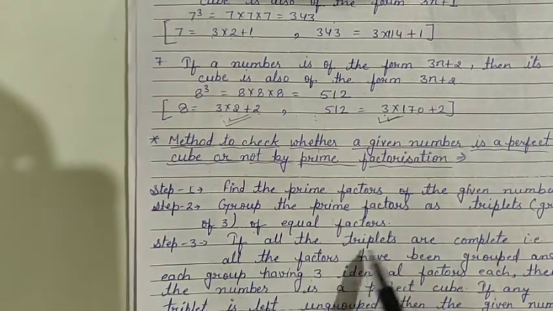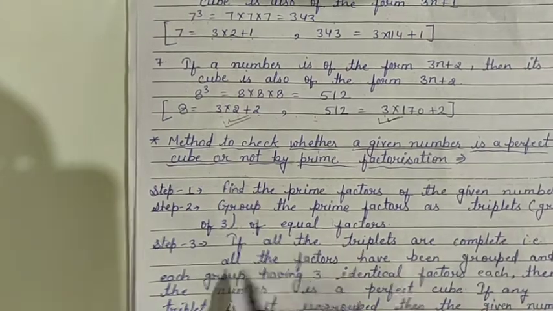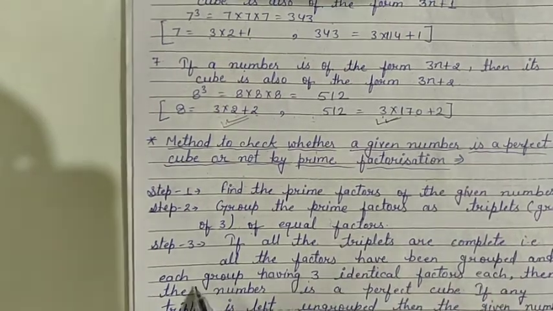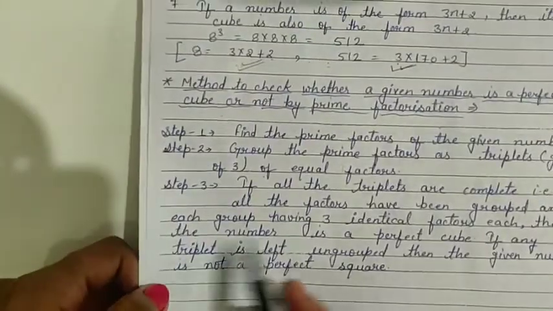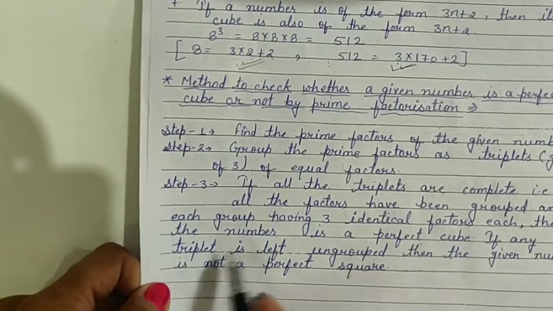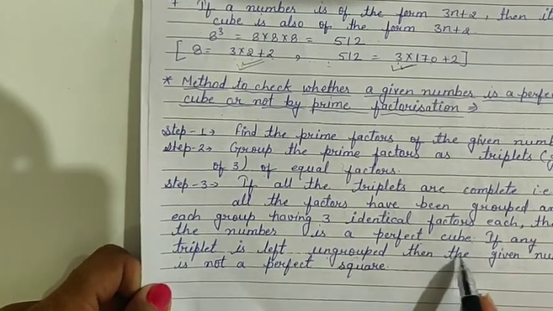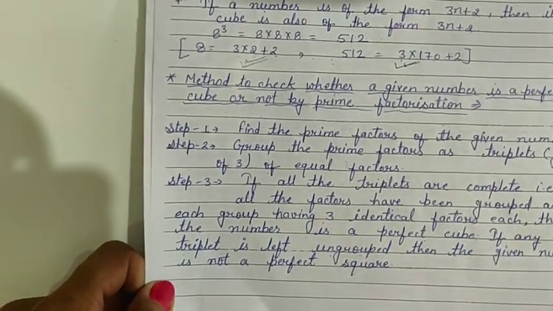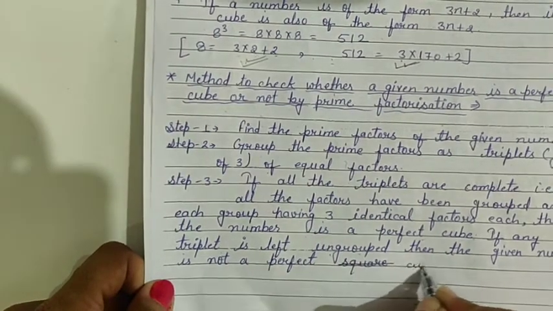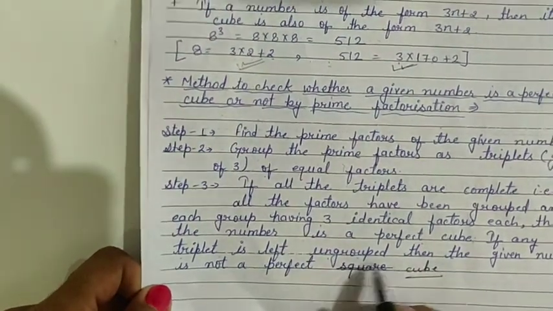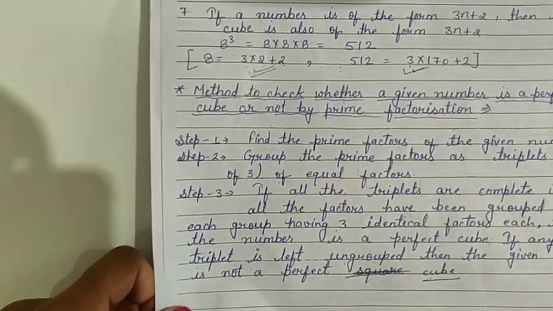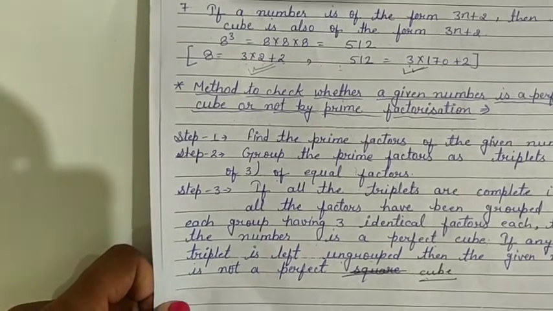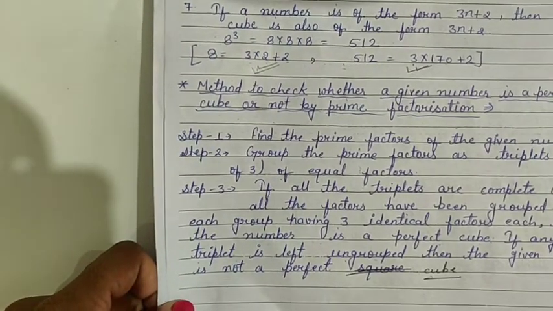Step 3: if all the triplets are complete, that is, all the factors have been grouped and each group has 3 identical factors, then the number is a perfect cube. If any triplet is left ungrouped, then the given number is not a perfect cube. This is not square, this is cube. Otherwise, it is a perfect cube.